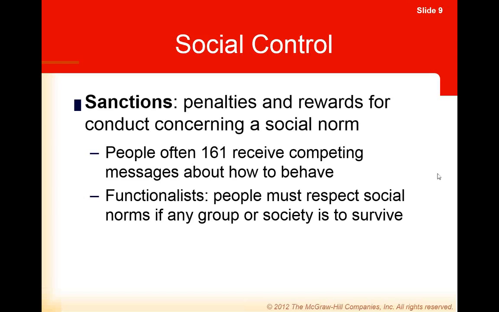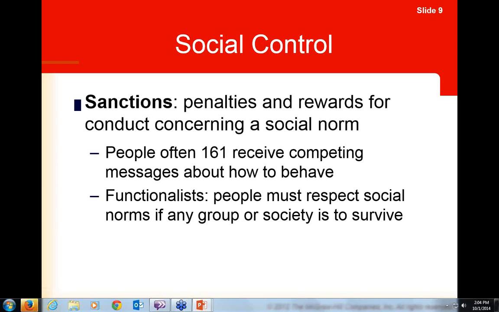Let's just think about traffic laws as one example. Driving down a highway, if only one or two people are speeding, the police have no problem pulling them over and sanctioning them with a penalty. If everybody is doing 90 to 100 miles an hour, the police cannot enact social control over that many people.